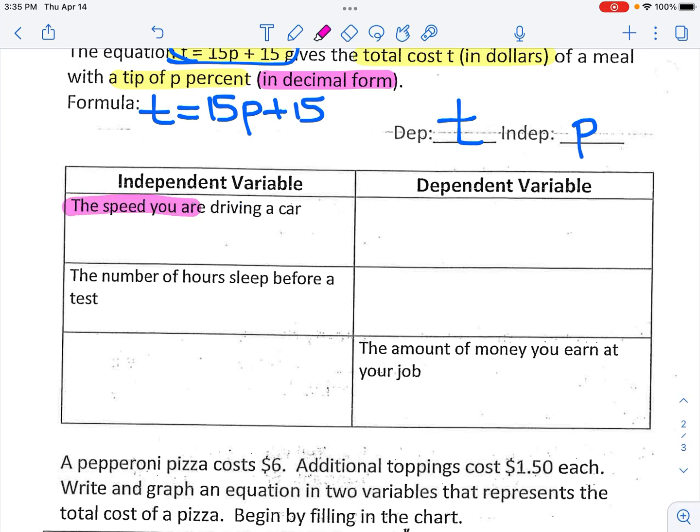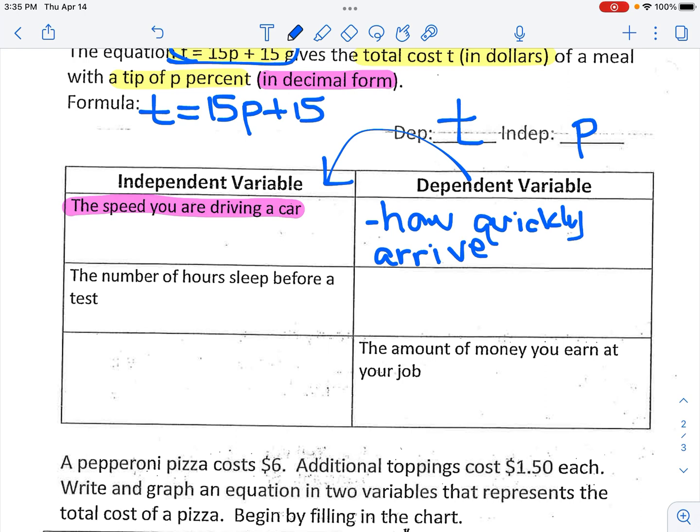So we're going to look at the speed that you are driving a car. What does that depend on? The speed that you are driving a car. So what's dependent upon that? How quickly you arrive. How quickly you can get from your house to the store depends on the speed of your car. What about the number of hours that you sleep before a test? What is dependent upon that?